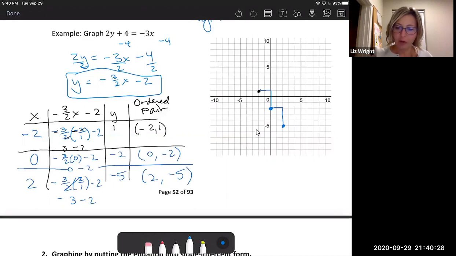So now you're going to get out your straight edge. You're not just going to eyeball it like I'm doing here. I want you to get out your straight edge and then draw your line.